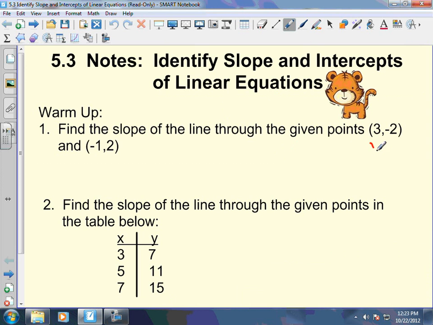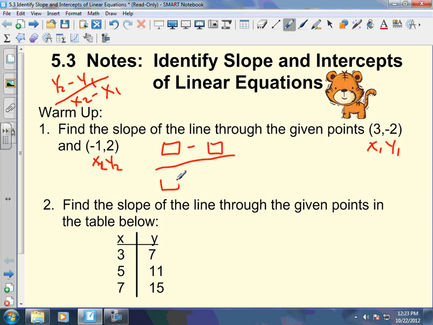Okay, the first thing we do, step one, we identify the x1, y1, x2, y2. And we need this right here, y2 minus y1 over x2 minus x1. Now, as we said before, box minus box over box minus box.